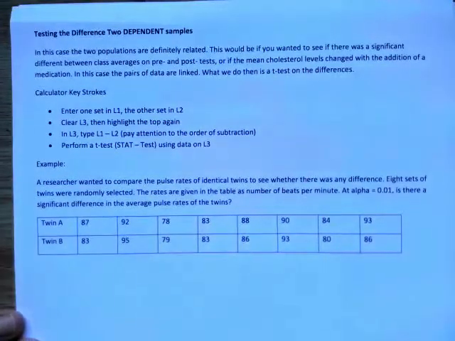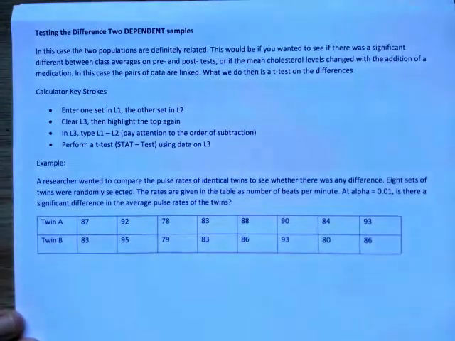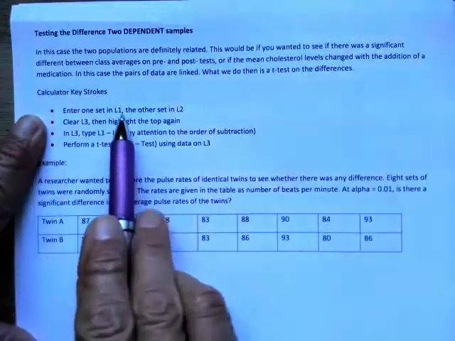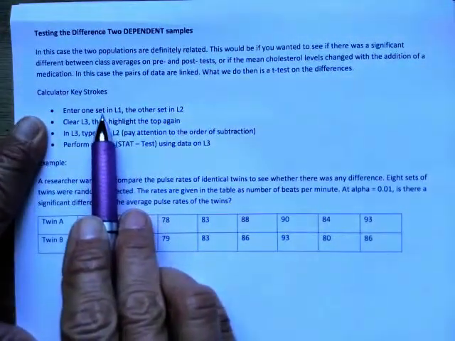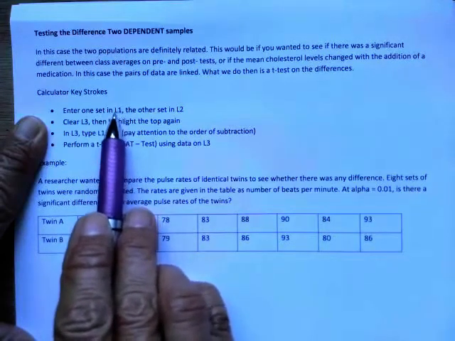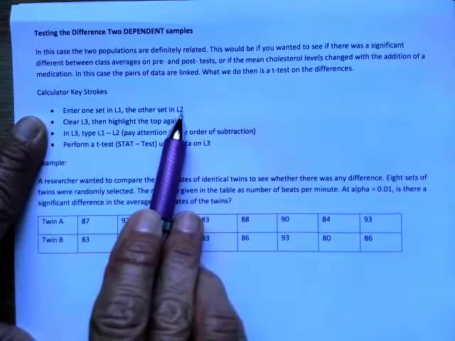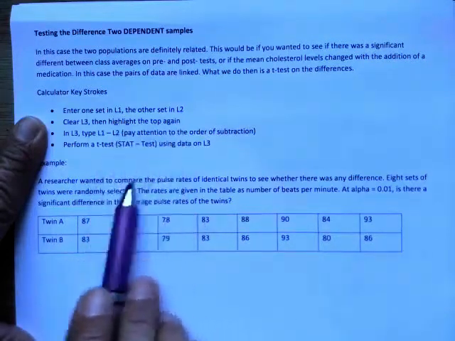I'm going to do this entirely in my calculator. So here are the keystrokes. You have a set. So we're going to put in one set of our data, one of the pairs. All of their values go in list 1, and the other is going to go into list 2. I need to make sure they're across from one another.